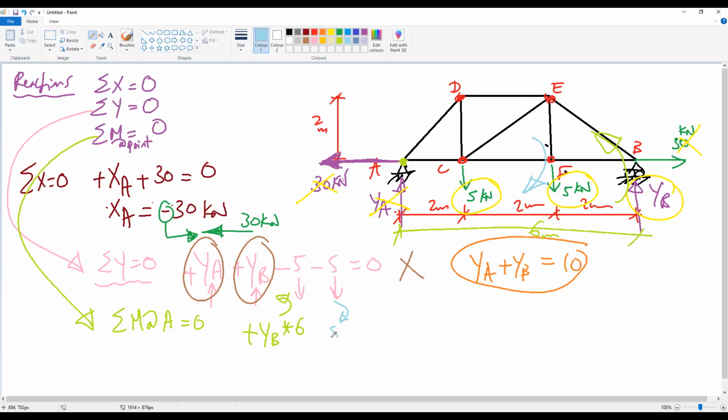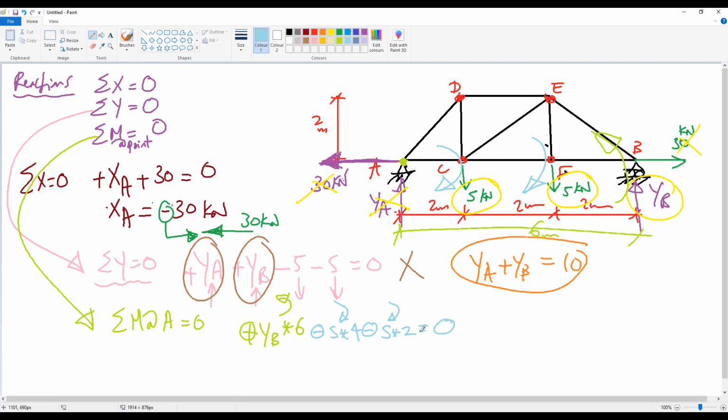So 5 kilonewton multiplied by the distance, which is 4. I give it negative because it is clockwise. The other 5 is also rotating in this direction, so it will be clockwise. 5 multiplied by 2, also negative because it is clockwise, and this is positive because it is anti-clockwise. Okay, so this equation should be equal to 0.